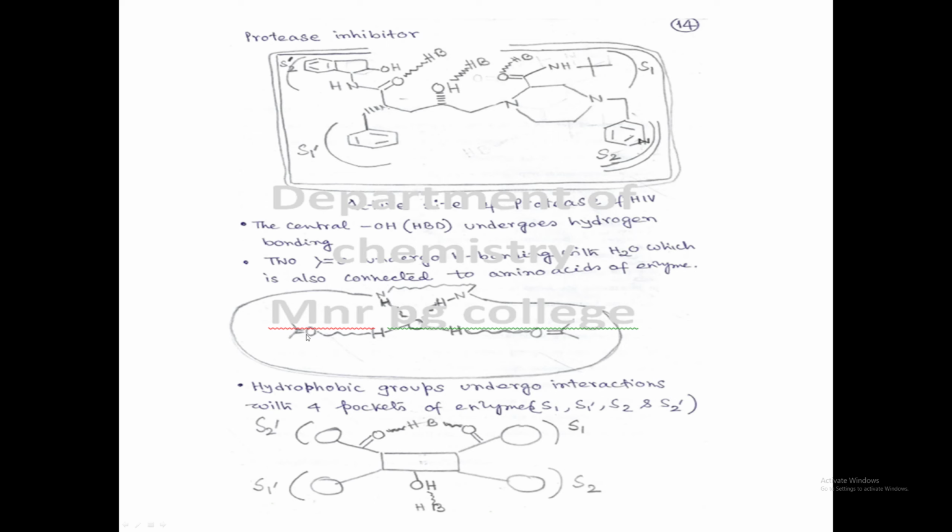Now these 2 C double bond O of indinavir and the NH of enzyme protease, there are 4 components. 2 are C double bond O. These 2 carbonyl groups are coming from indinavir, and 2 NHs, they are the part of the enzyme. These all participate in hydrogen bonding through one water molecule. So they are hydrogen bond donor and hydrogen bond acceptor.